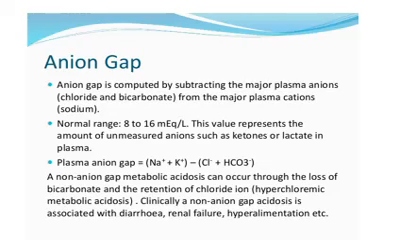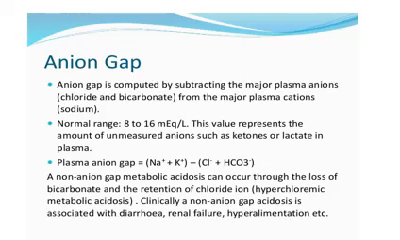Now I'm going to talk to you about the anion gap, which I had already mentioned to you in my earlier video. The anion gap is calculated by subtracting the major plasma anions, that is the chloride and bicarbonate, from the major plasma cations, that is sodium and potassium. The normal range varies from 8 to 16 milliequivalents per liter. This value represents the amount of unmeasured anions like ketones or lactate which may be present in the plasma.